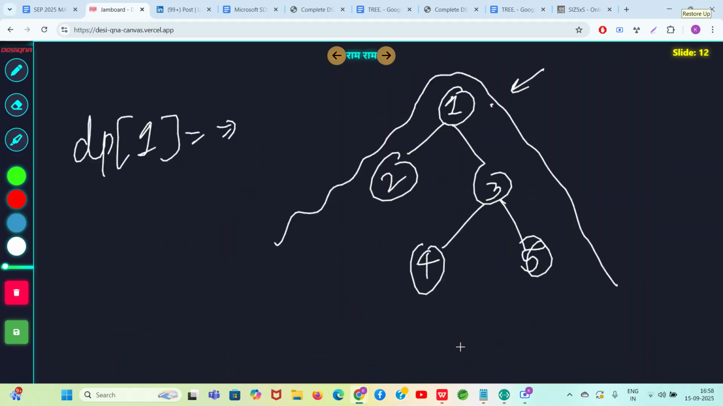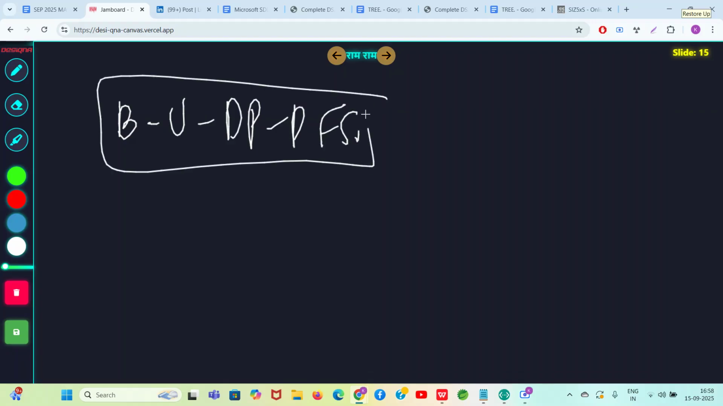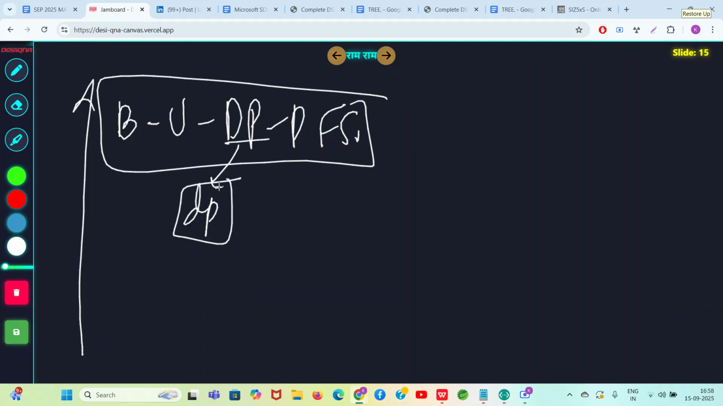Now why are these things needed? Because these things directly solve the question for you. You will use a bottom up DFS traversal, which I have taught in my course. You are going to travel the tree from bottom to up, and you are going to calculate the DP of each node. Why? Because you will need it in the future. How? I'll explain that to you.